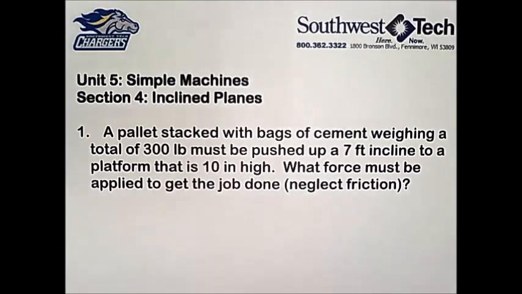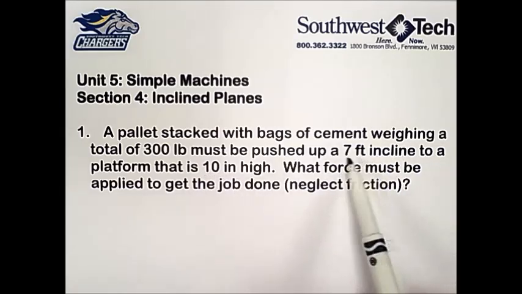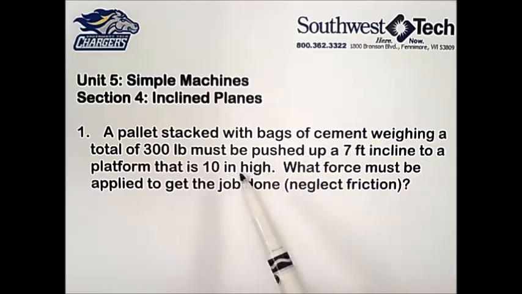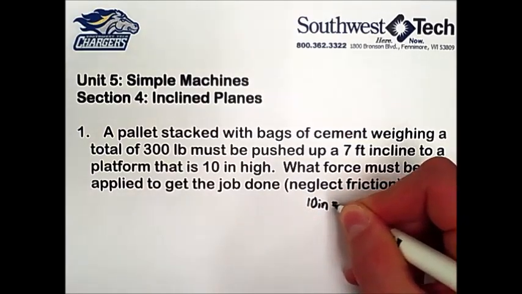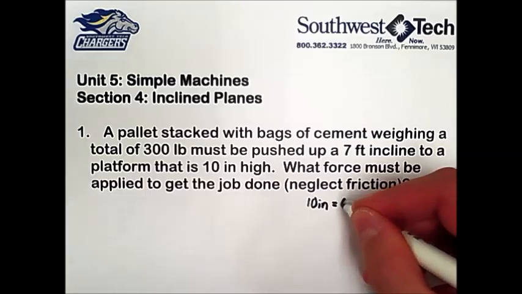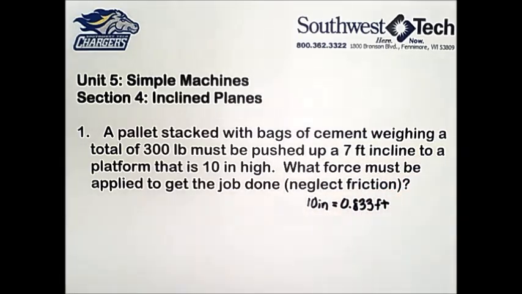The first thing that we're going to look at in this problem is to see if our units are consistent. So we have a platform that's 10 inches high, and the horizontal length that we are moving this load is 7 feet. So we need to have the same unit. So we're going to convert our 10 inches into feet. So 10 divided by 12 is approximately equal to 0.833 feet.